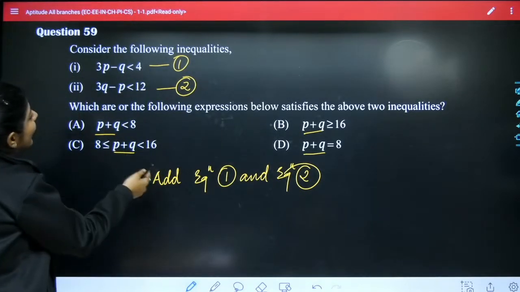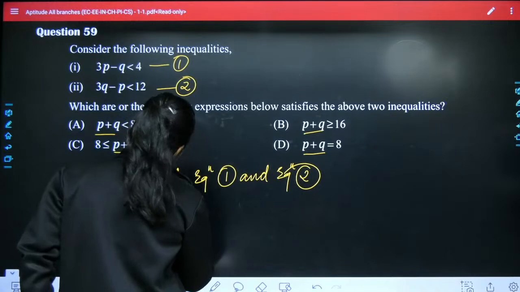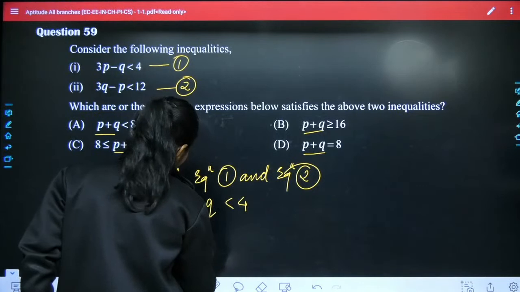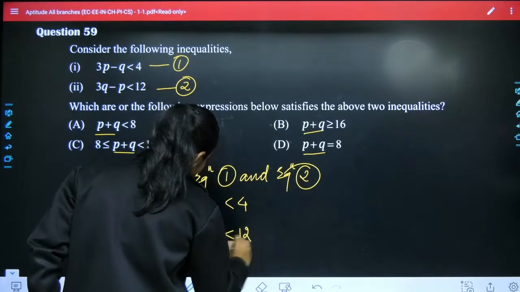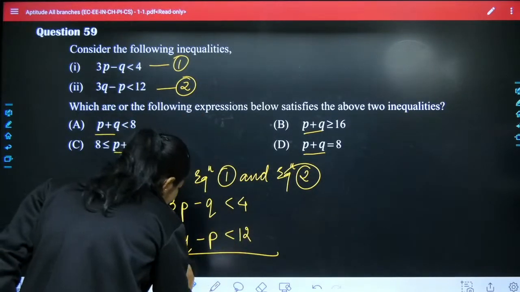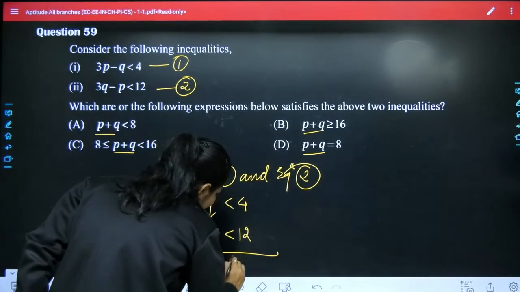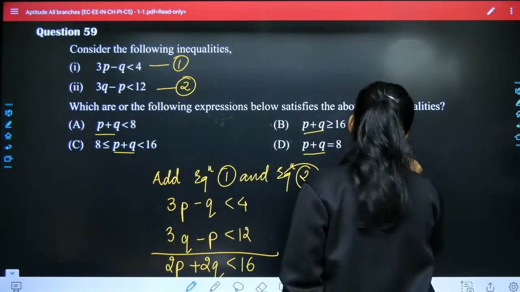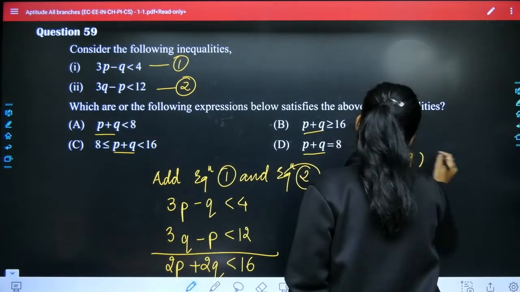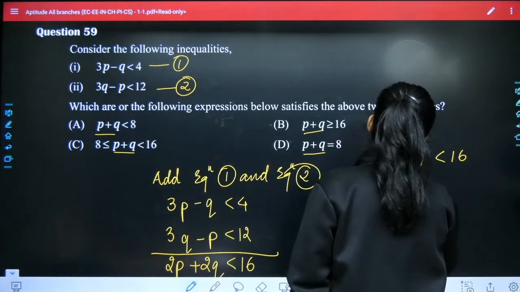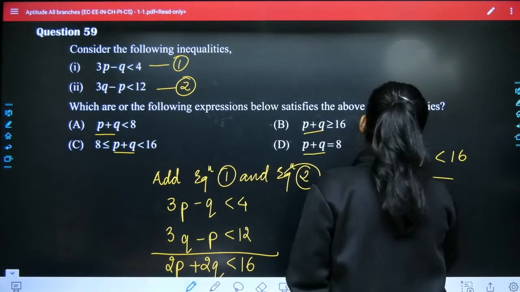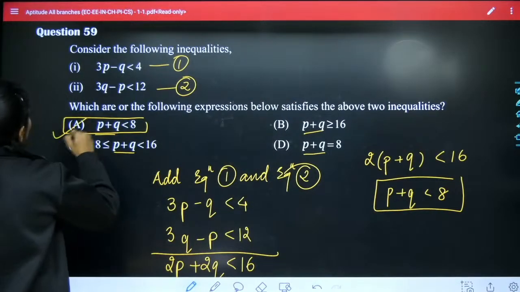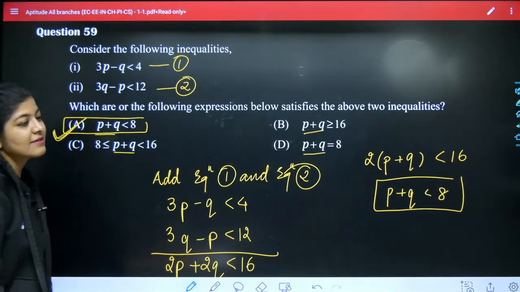So here if we add both these equations, 3p minus q that is smaller than 4 and 3q minus p that is smaller than 12, if we add both these, we will get 2p plus 2q that is smaller than 16. So here we can write it as p plus q, so the option number A is correct. So the option number A is correct, right? This is a very easy question.